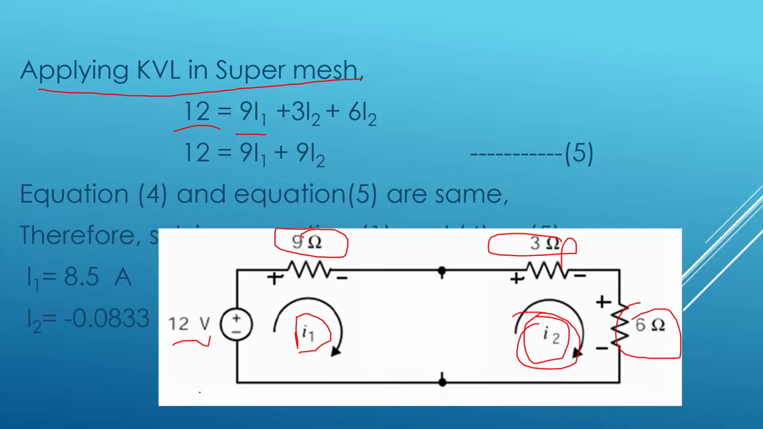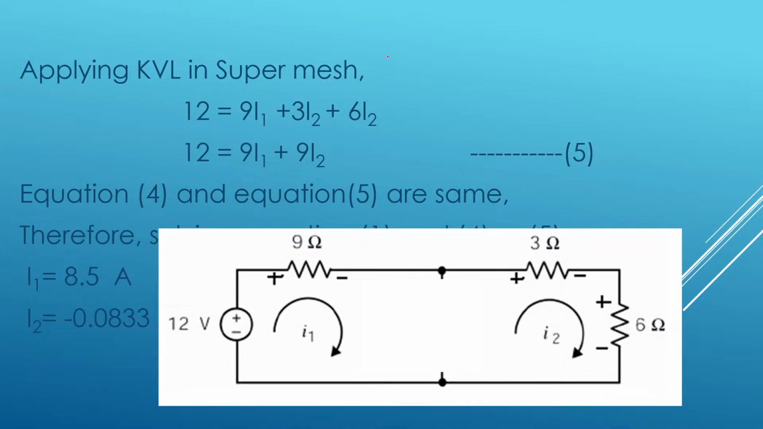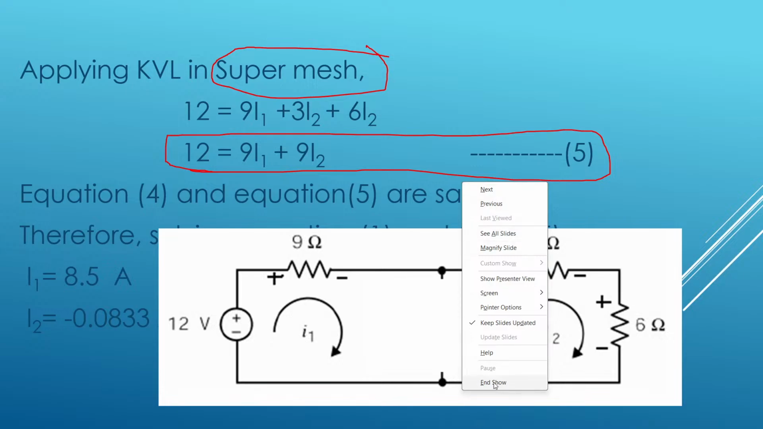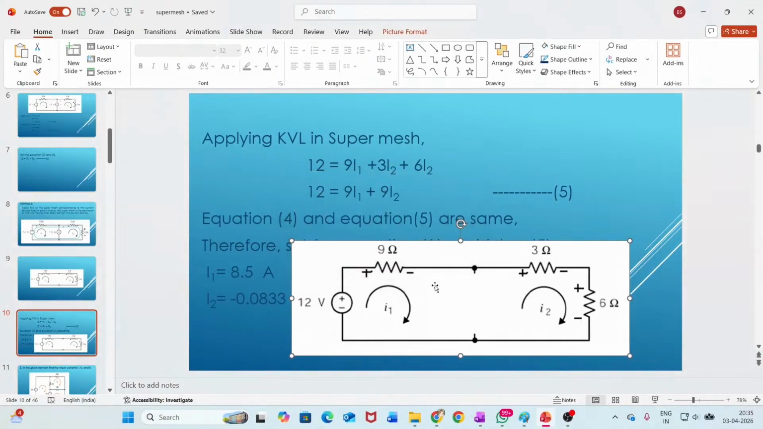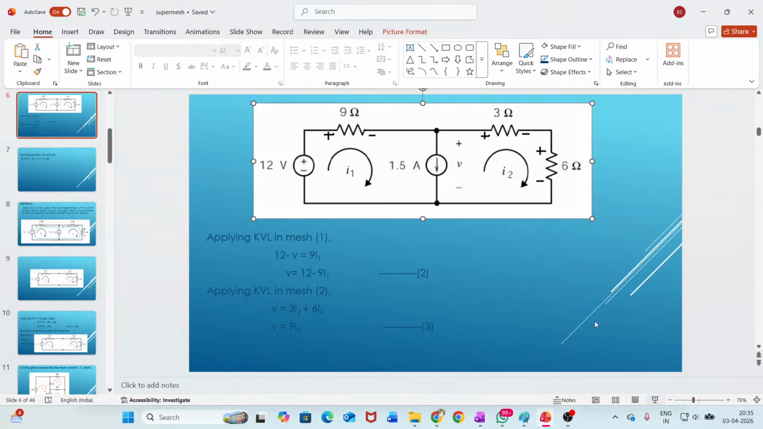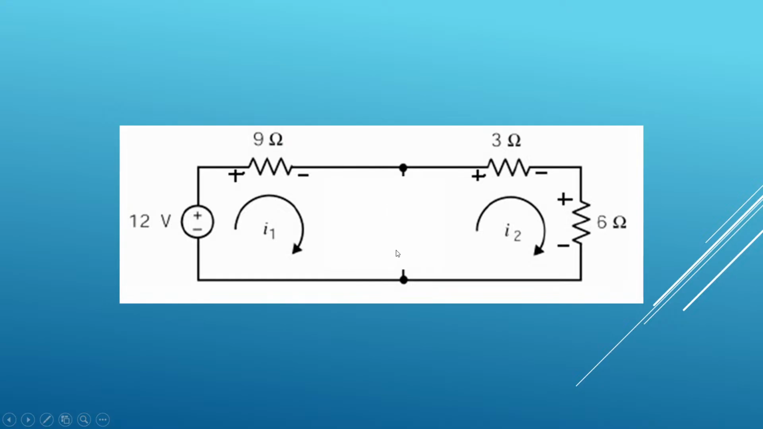Simply open circuit the current source, this mesh will become a super mesh. Apply KVL to that super mesh and write the KVL equation. You will get equation number 5. Now we have followed two methods here. In method 1, I assumed a voltage across this current source. In method 2, I have open circuited the current source.